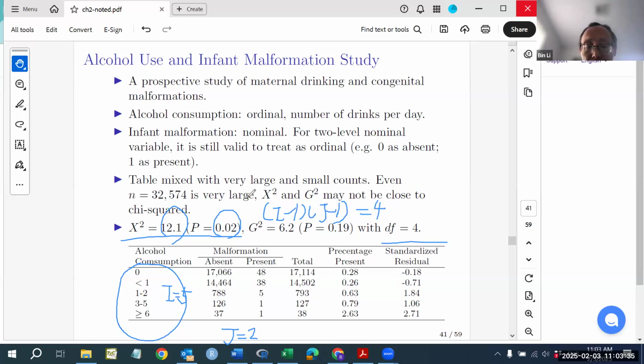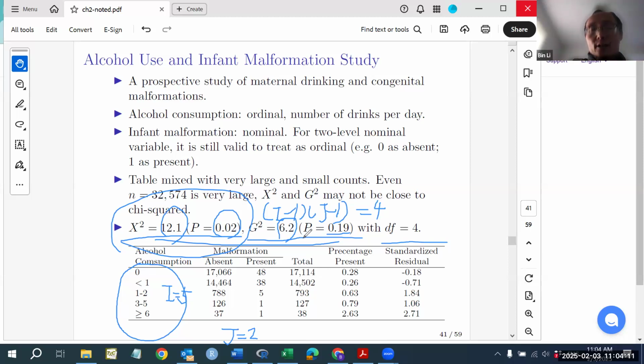So you can see for the Pearson's chi-square, it's significant. That means there is a significant association between the alcohol consumption and the malformation of infant. But if we use the likelihood ratio test, you can see it's actually not significant. The test statistic is 6.2, the p-value is 0.19. So you can see there is a big discrepancy between the Pearson's chi-square and the likelihood ratio. So that's a warning sign.